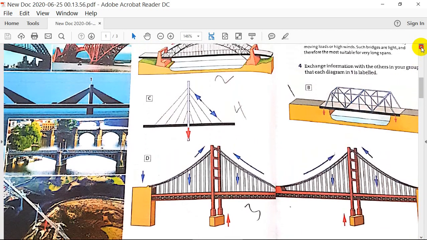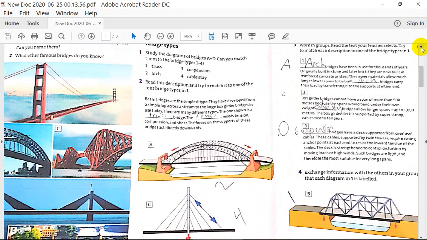Paragraph number 2. We have to put a word here. I think it's arc. Arc bridges have been in use for thousands of years. Originally built in stone and later bricks, they are now built in reinforced concrete or steel. The newer materials allow much longer, lower spans to be built. Arc bridges carry their load by transferring it to the support at either end.